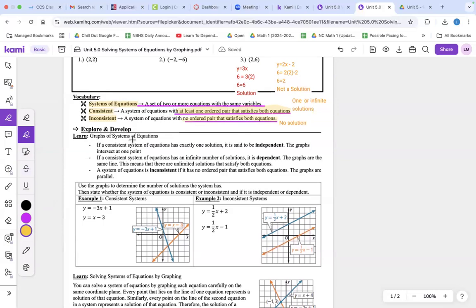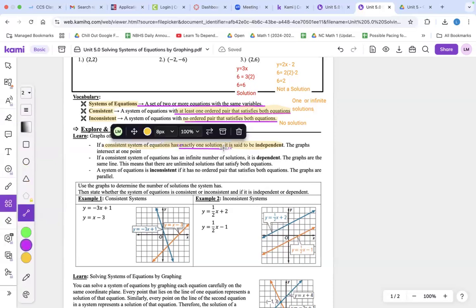Here it says learn. Today we will learn graphs of systems of equations. I need you to highlight if a consistent system of equations has exactly one solution, it is independent. So here we're dealing with consistent. So here, consistent system has exactly one solution. It is independent. Here, I need you to underline that also. Underline exactly one solution, independent.